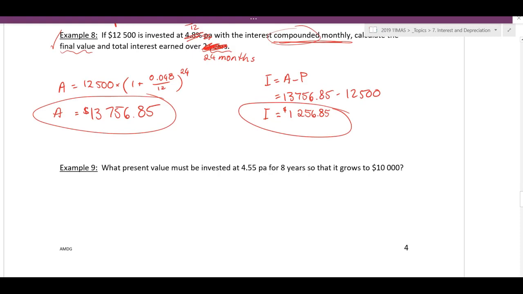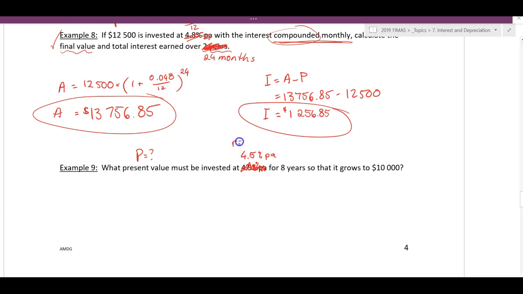What present value, that's P, that I don't know, at 4.5%... Oh, there's a typo there, it should be 4.5%. Remember, the percentage button's above the 5, that's what's gone wrong. 4.5% per annum for 8 years. Now there's no hint of months or quarters or half years, so that's good.